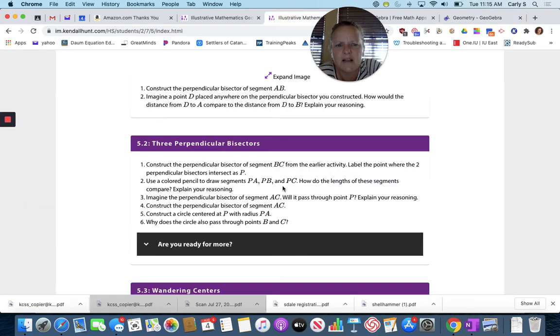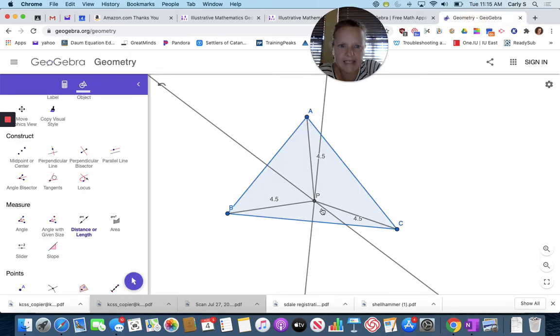How do the lengths of these segments compare? They're equal. Explain your reasoning. I measured them. Imagine the perpendicular bisector of segment AC. Will it pass through the point P? Okay, let's look at it. AC. Will it pass through point P?